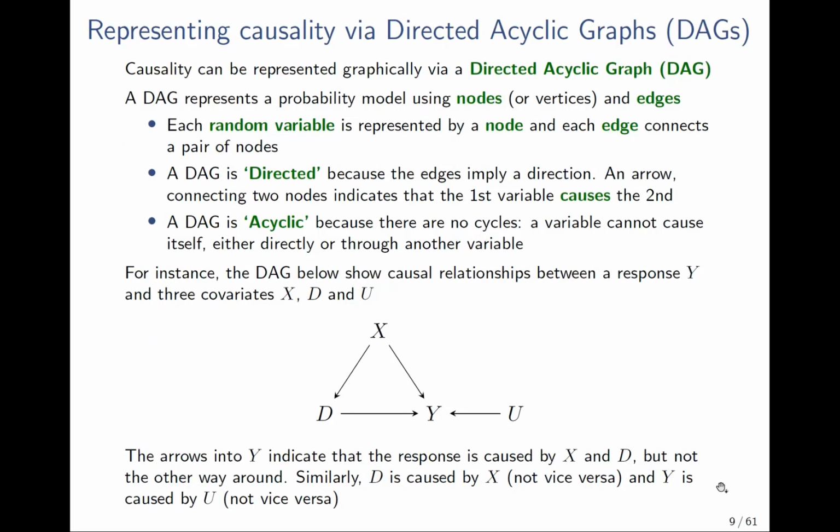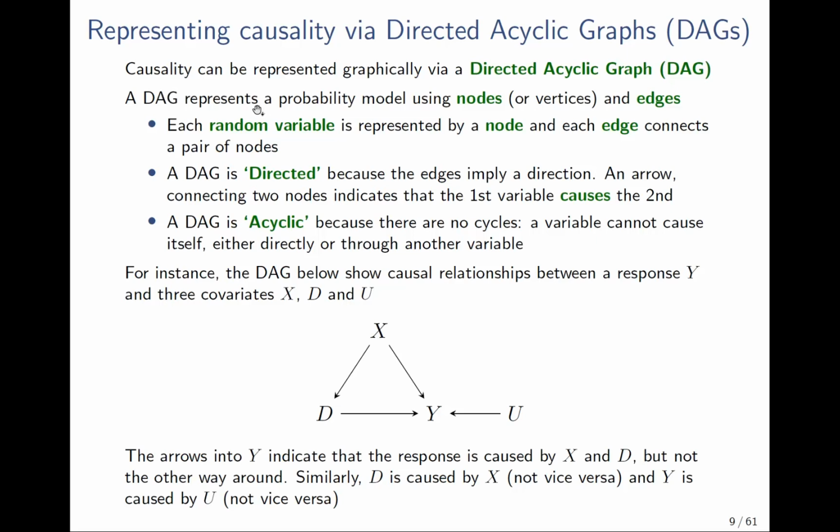Okay, so in this lecture we're going to use two different routes to represent causality. We're going to do it graphically, via what's called directed acyclic graphs, and we're going to do it mathematically. And I just want to introduce this now because it's going to be important in our analysis. So causality can be represented graphically using what's called a directed acyclic graph, or a DAG.